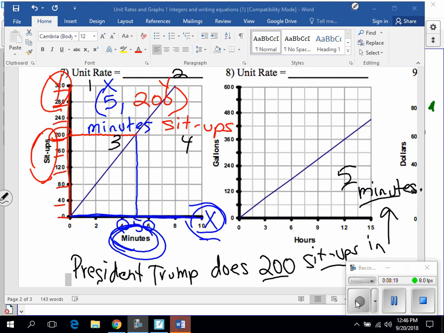So you'll see that I included 5 minutes, and you'll also see that I included 200 sit-ups in my sentence. So you don't have to use President Trump, you could use any person, but you have to have the idea in there that it's 200 sit-ups in a period of 5 minutes. That's how fast, or that's the rate.